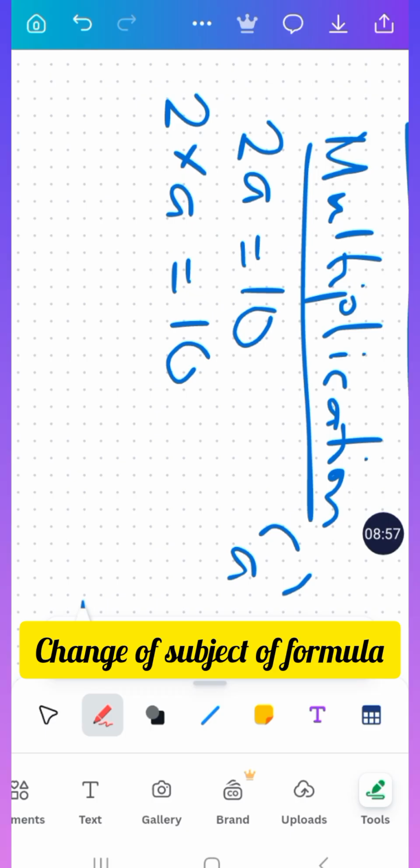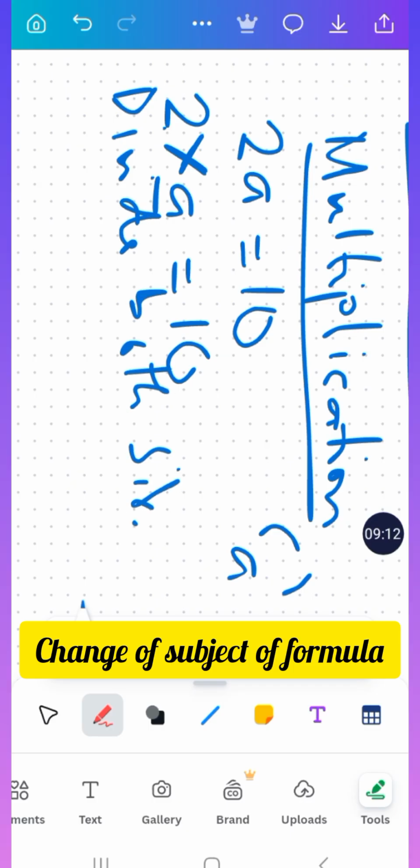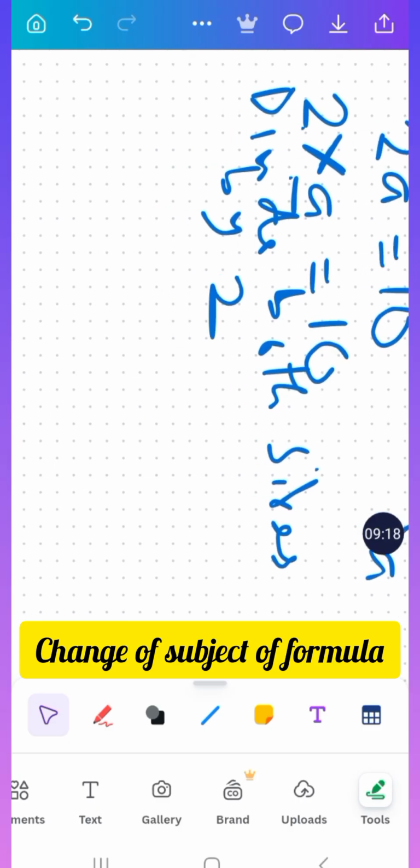You are looking for a. What is disturbing your a? Your a is disturbed by 2 by a multiplication process. So to get rid of that 2, you say divide both sides by 2. Just like I told you, everything we are doing under change of subject of formula are things that we have been doing before. Divide both sides by 2.